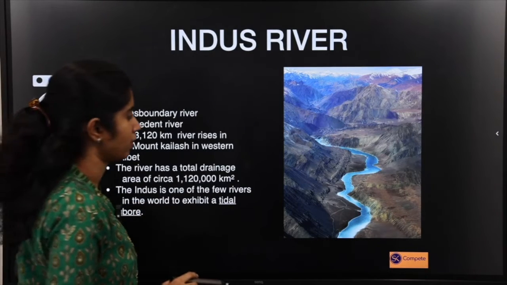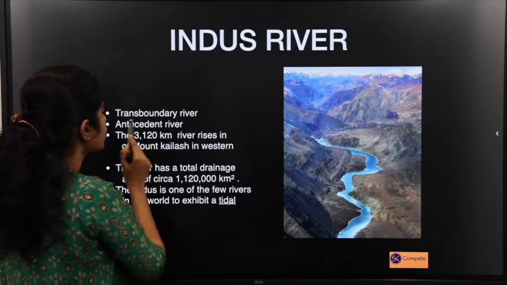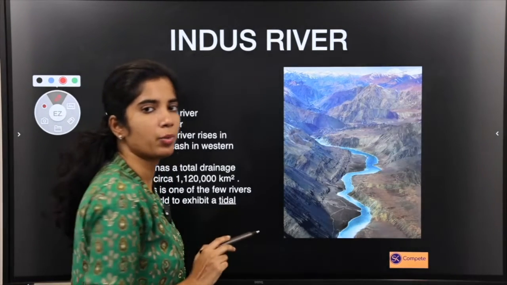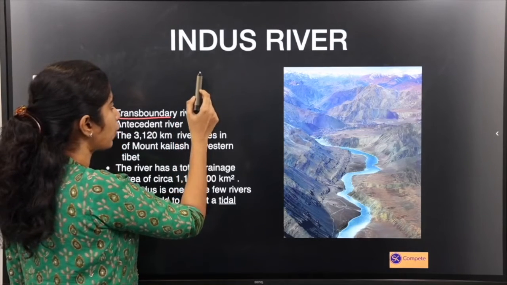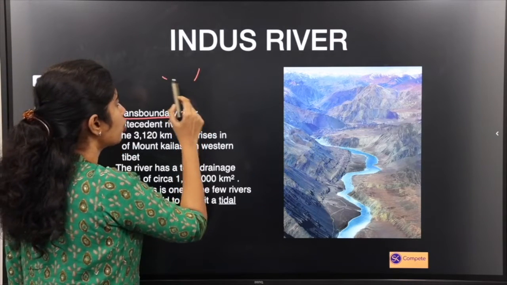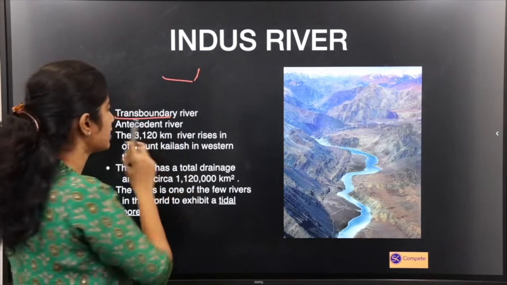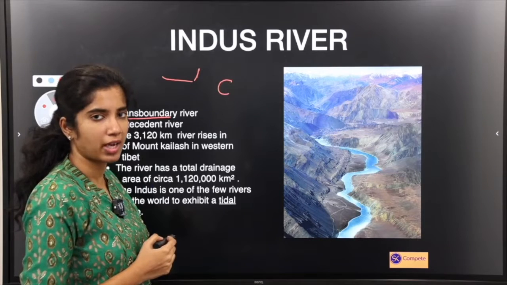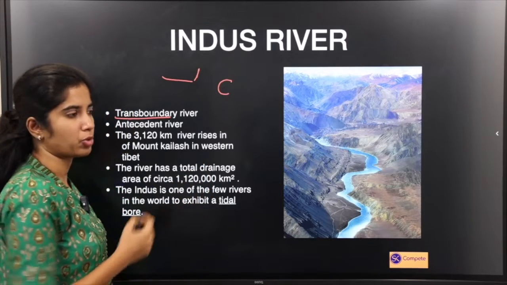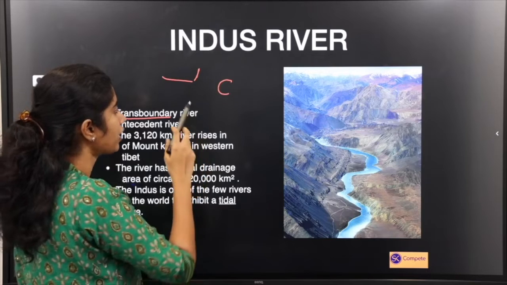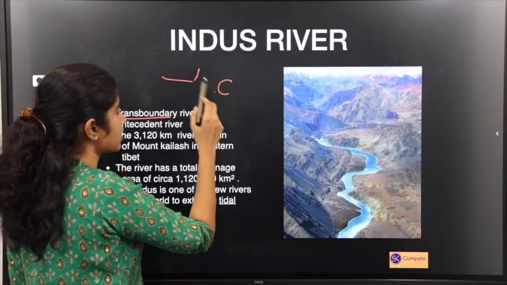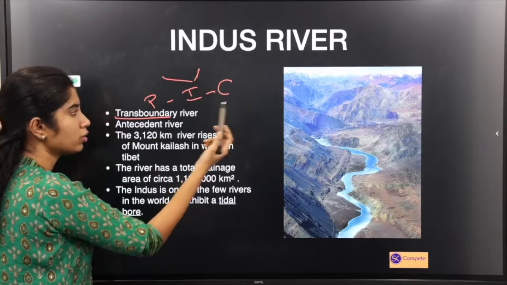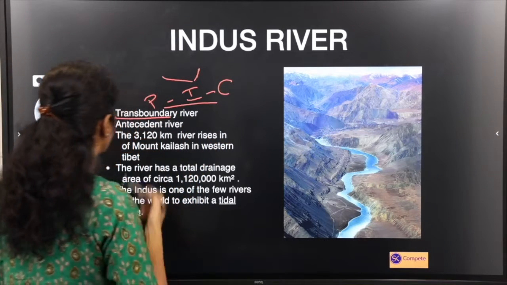Now we'll see about the Indus River. So this is the Indus River. Indus is a transboundary river. What is a transboundary river? A transboundary river is nothing but a river flowing through two or more borders. In this case, it originates in China, on the Tibetan plateau near Mount Kailash and Lake Manasarovar. So it originates in China, then enters into India, then into Pakistan. So it's flowing through 3 countries. So this is a transboundary river.